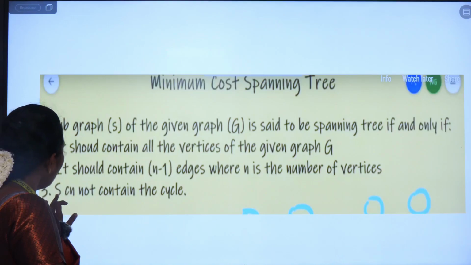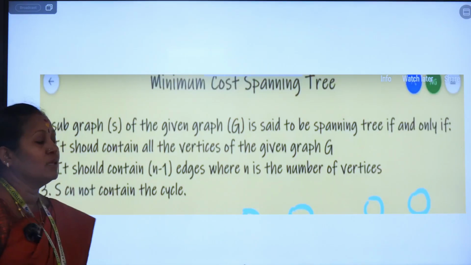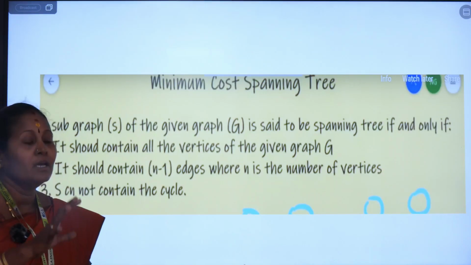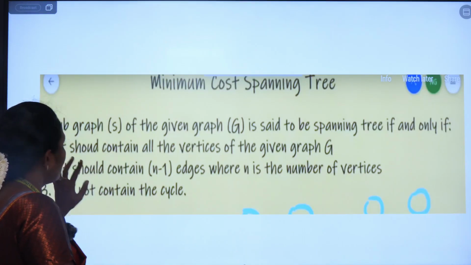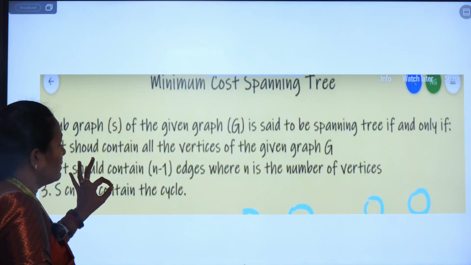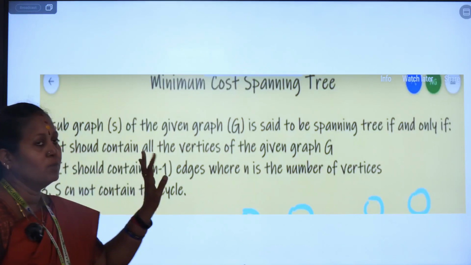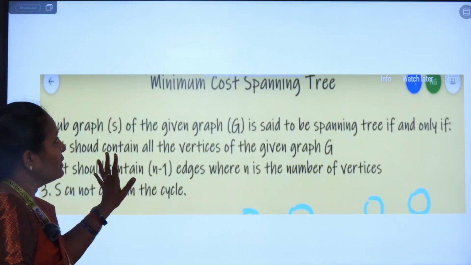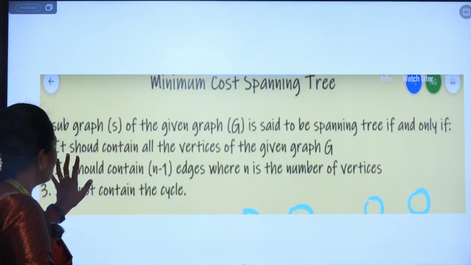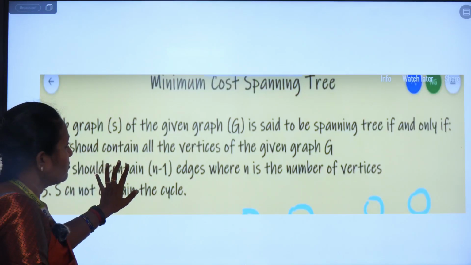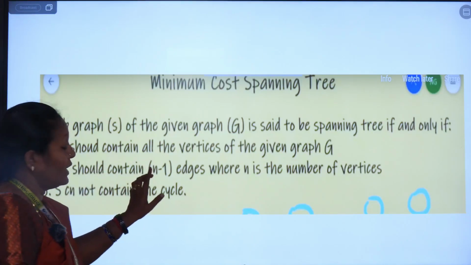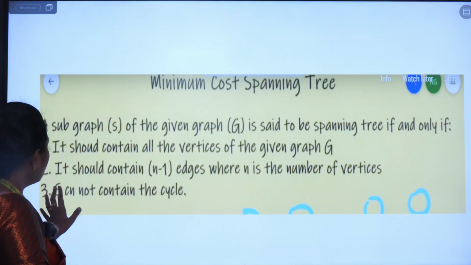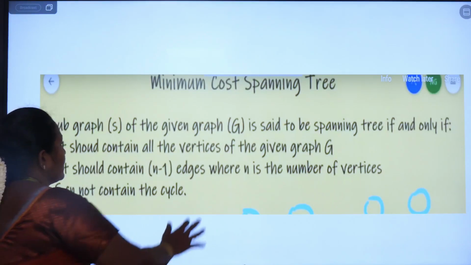And it cannot contain a cycle. The main thing is, a minimum spanning tree should not have a cycle in the subgraph. So you should keep these 3 points in mind while finding the minimum spanning tree. First, it should contain all the vertices of the given graph; second, it should contain n-1 edges, where n is the number of vertices; third, it cannot contain a cycle.